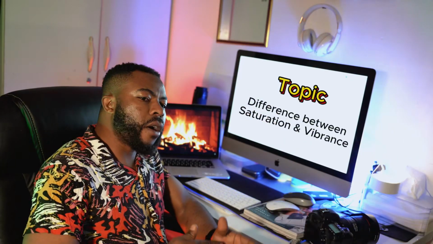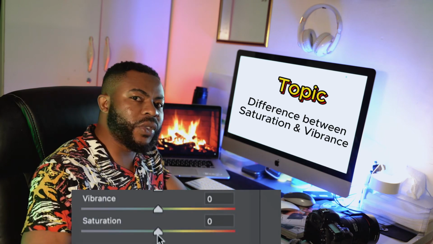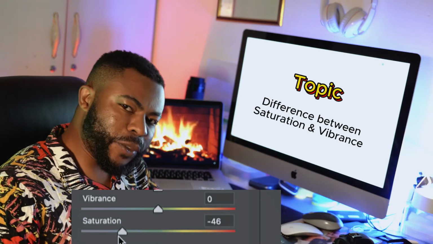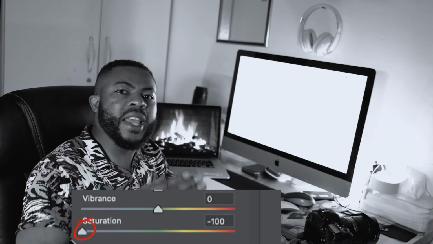Now, I've been talking about increasing saturation. What happens when you decrease saturation in an image? When you reduce saturation in an image, it moves all the colors to the grayscale. When colors are moved to the grayscale, that image will be desaturated, and that image will become what? Black and white. They say monochrome.